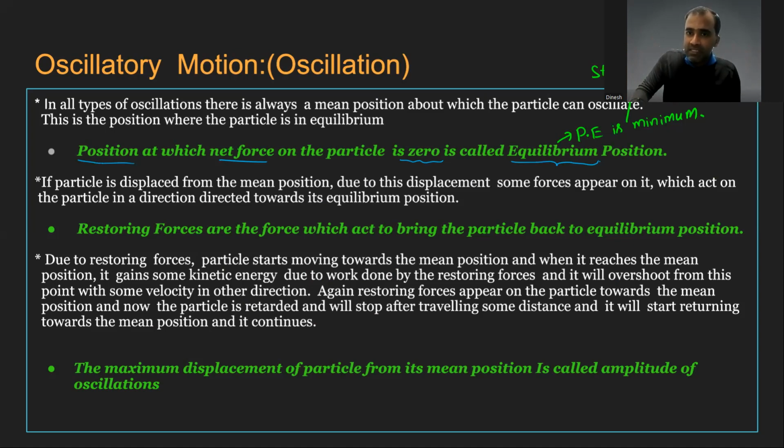We already are calling it equilibrium position, no? But when potential energy is minimum, we call it stable equilibrium. When potential energy is not minimum, we cannot call it a stable equilibrium. Okay, we'll talk more about these words a little later also.